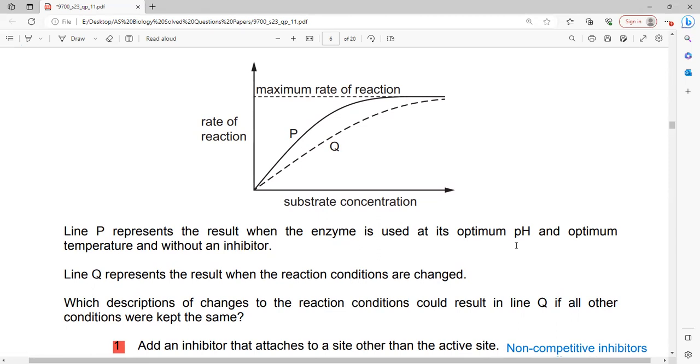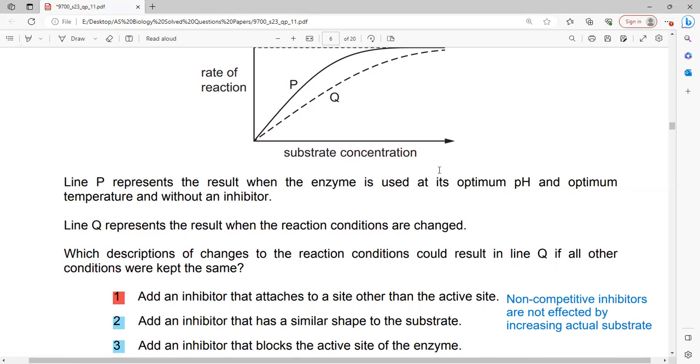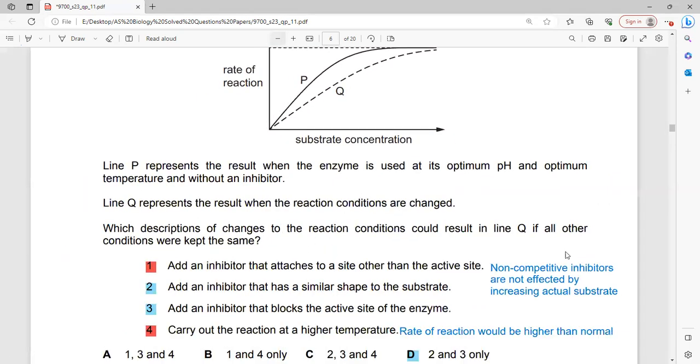So an inhibitor that attaches to a site other than the active site is a non-competitive inhibitor. If you're increasing the substrate concentration, the rate of reaction should not be affected by it. So the second option, we're going to check that. The second option is an inhibitor that is similar to the shape of the substrate. This is a competitive inhibitor. Now, if you're increasing the actual substrate, the rate of reaction will be restored to normal. So that's why option 2 is a correct option.